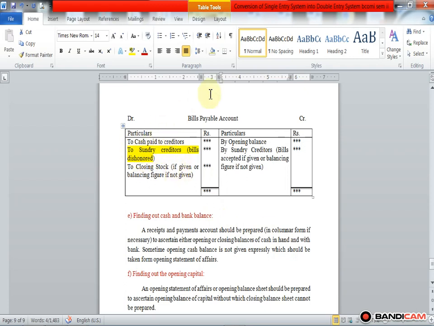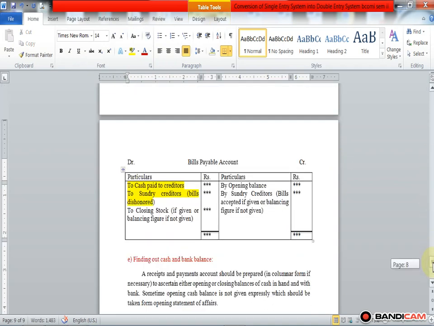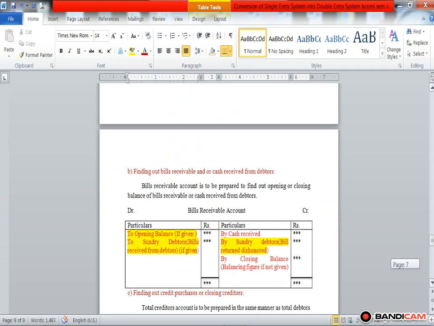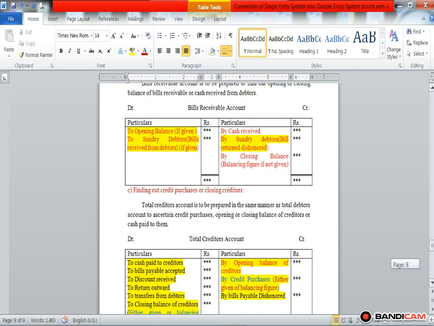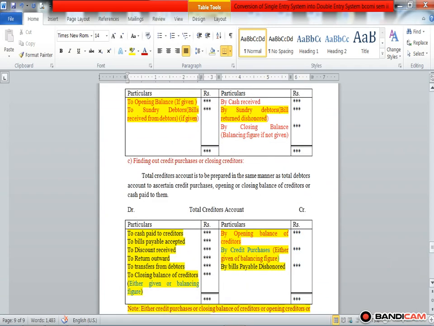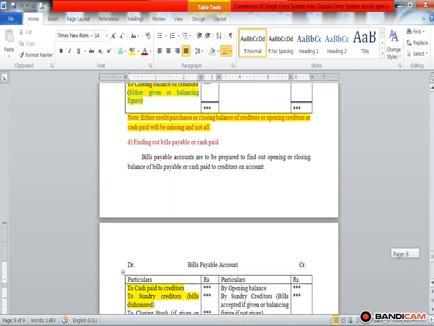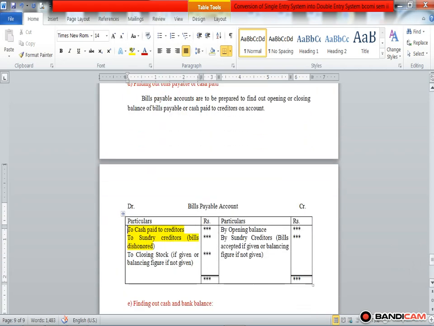Now we transfer all the transactions which are related to the bills payable account, that is, cash paid to creditors. Cash paid to creditors is given to you in your problem, on the payment side or in additional information.